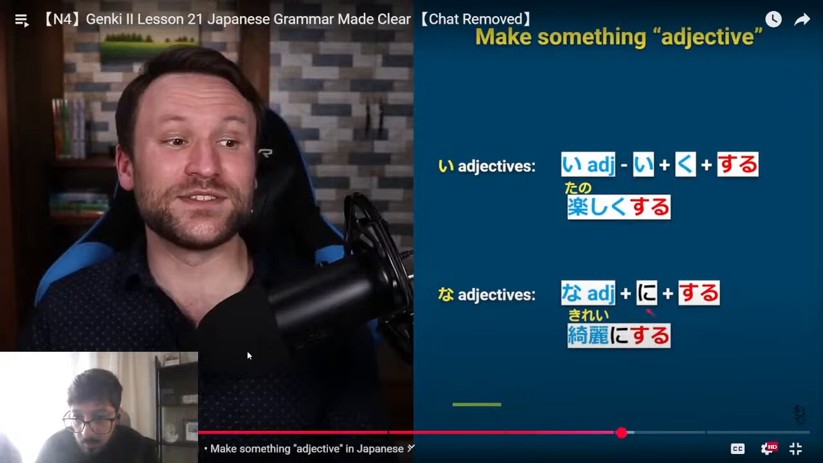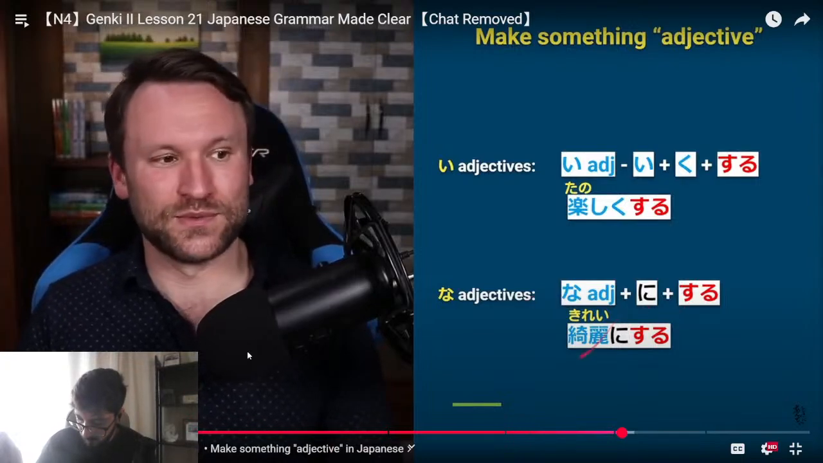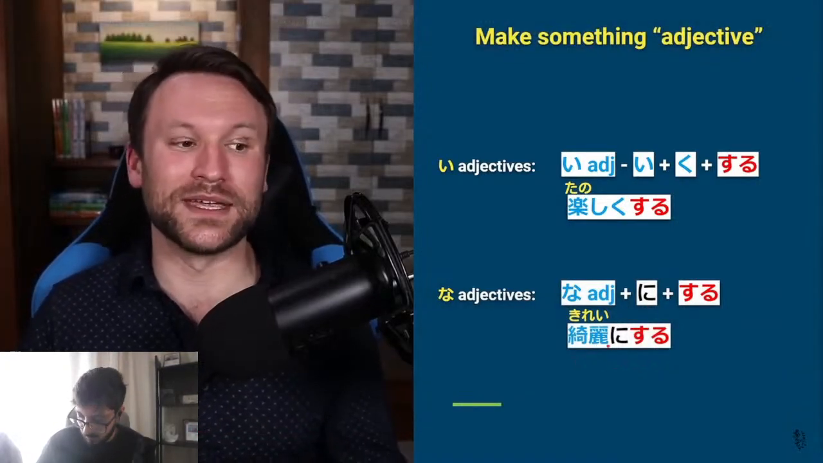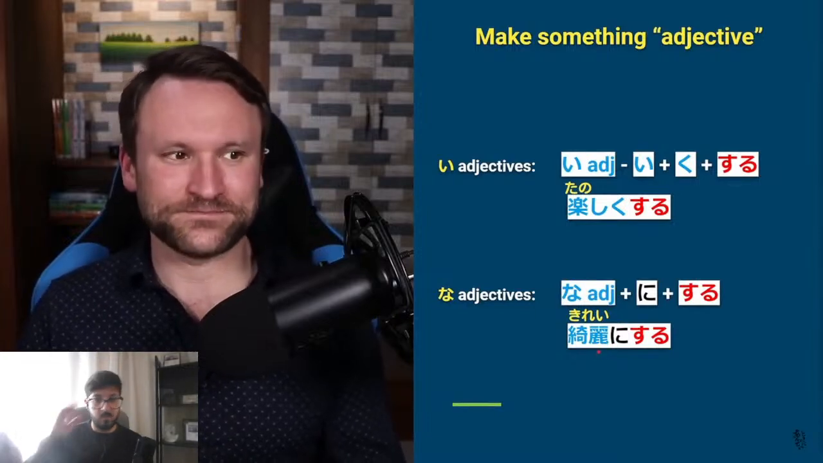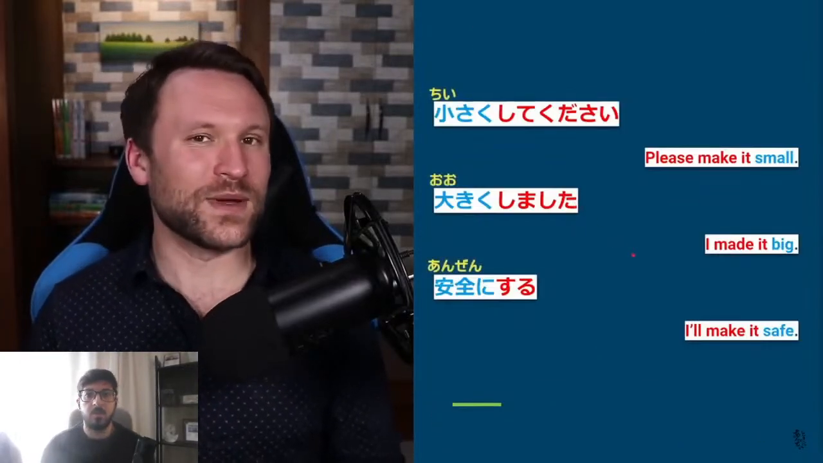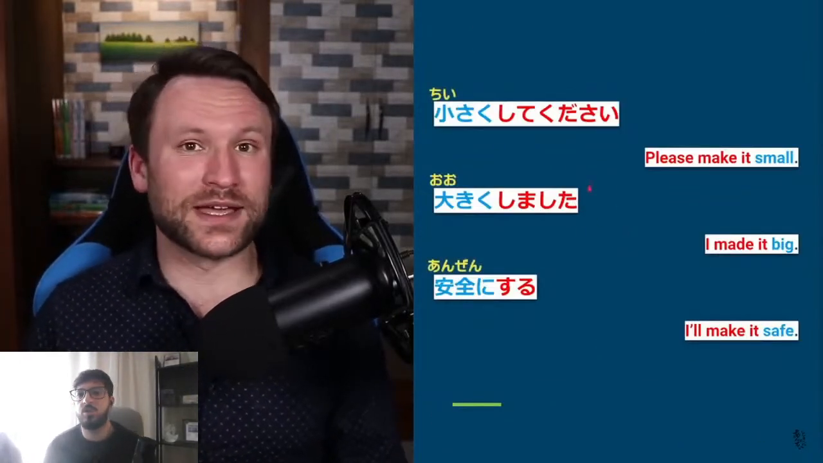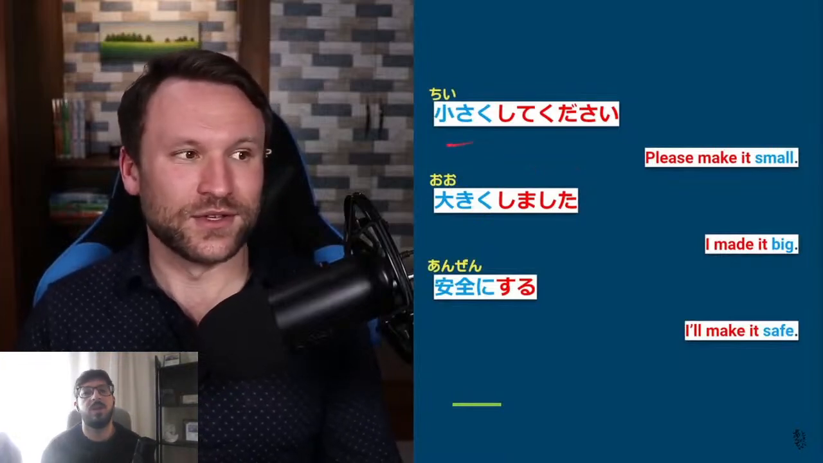きれいに. Anyways. So きれいにする, to make it, adding ni suru. きれいにする could mean either make it clean or make it pretty. So it's quite useful, right? Let's just go over a few quick examples. It's quite simple. That's just all you really do.